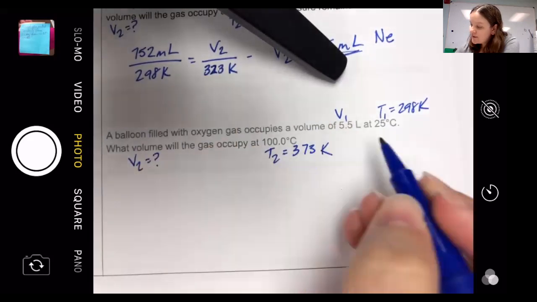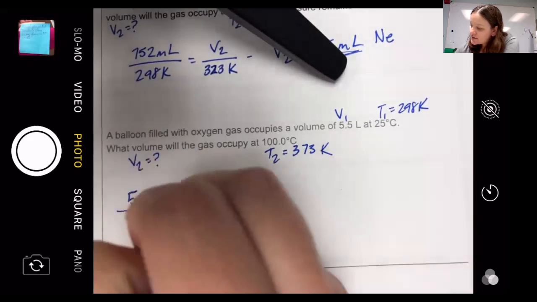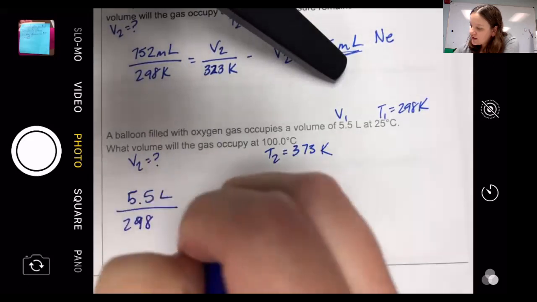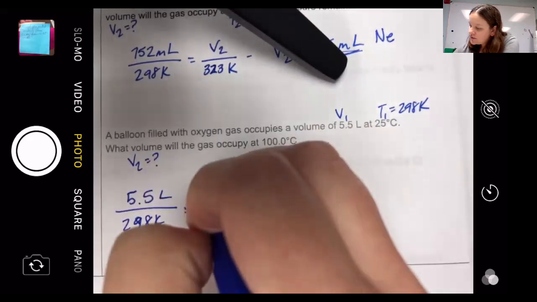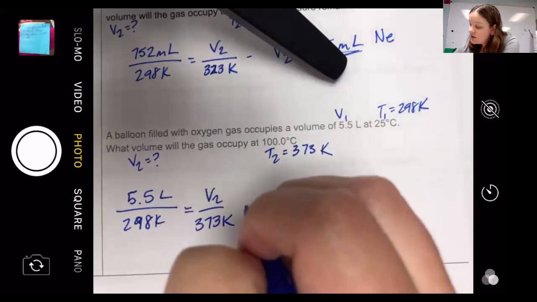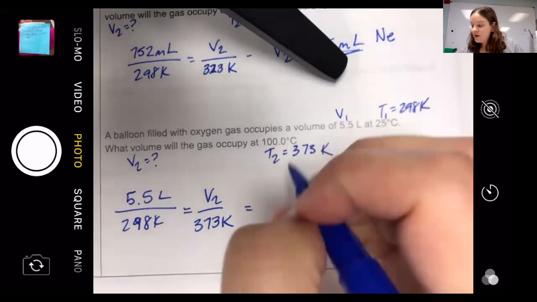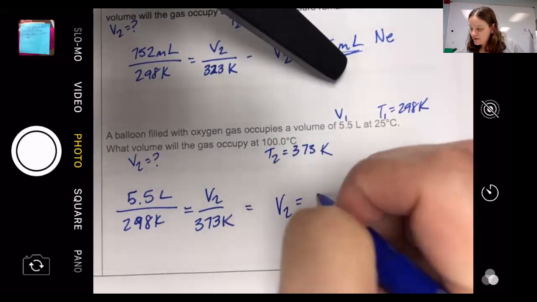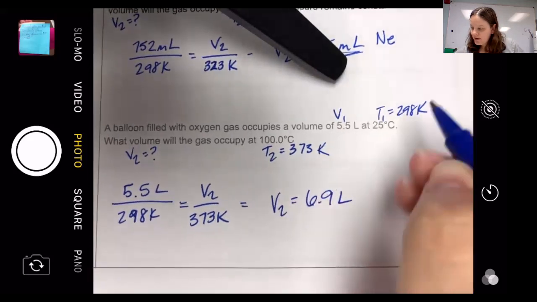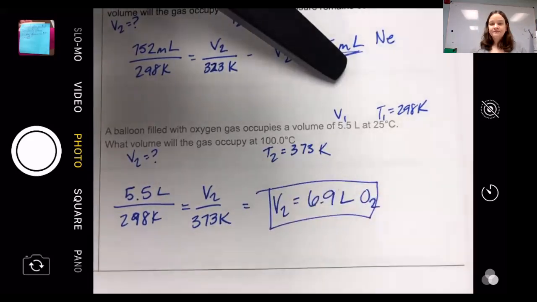All right, so this time the volume is in liters, but it doesn't really matter. 5.5 liters over 298 is equal to V2. So I just have to solve for that in liters. So 5.5 times 373, and then divide by the 298 gives me 6.9 liters of oxygen. So that is my final answer.